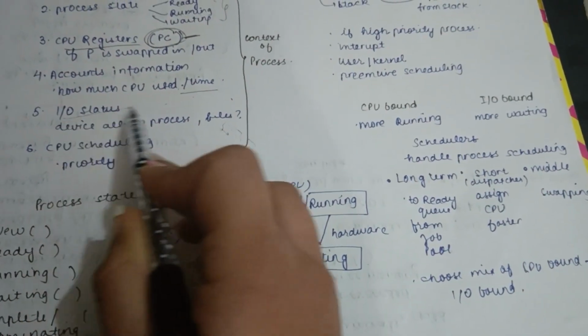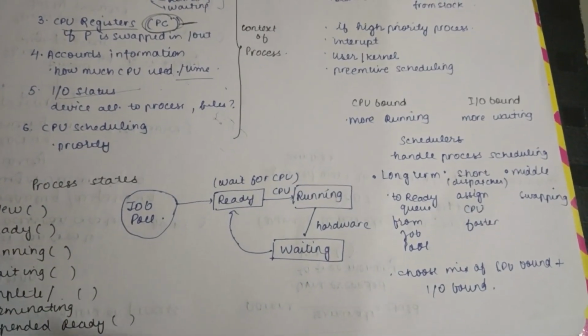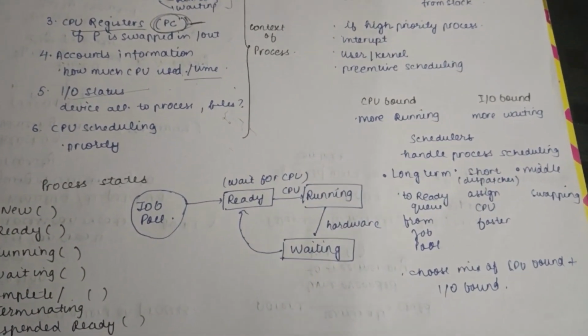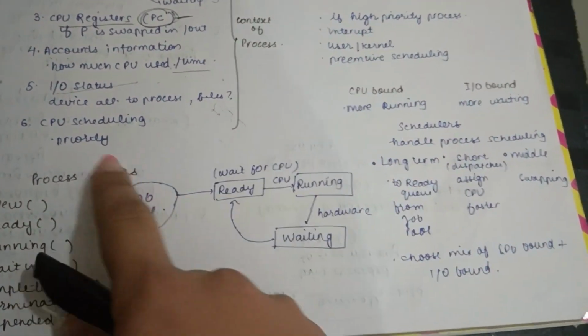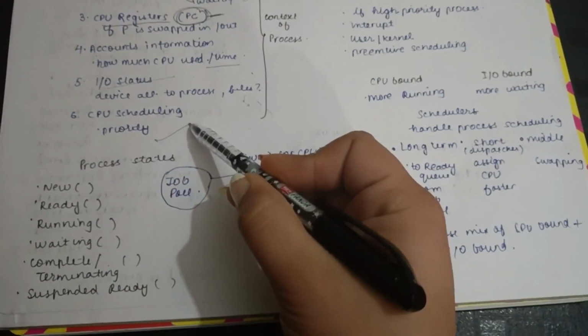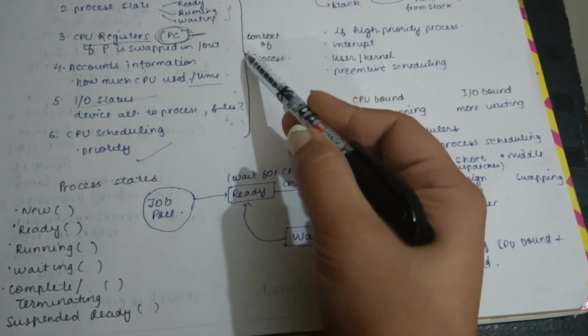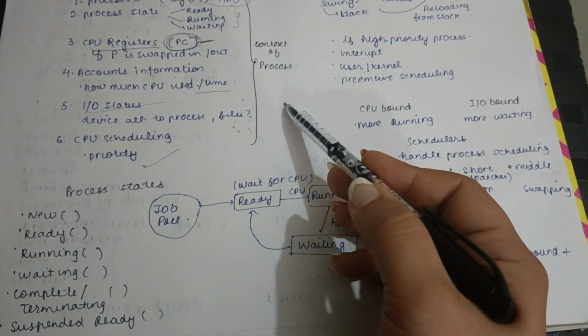And then we have the input output states. It would tell the devices the process has asked to access, or which files were accessed in the process. And then we have the CPU scheduling information, which determines the priority, so the process which has a higher priority would be executed first. And all these components are known as the context of the process.